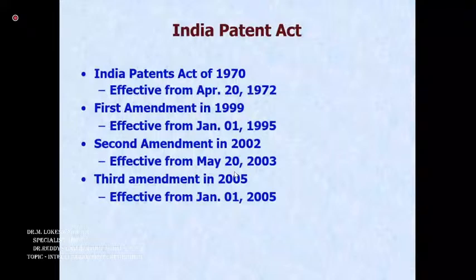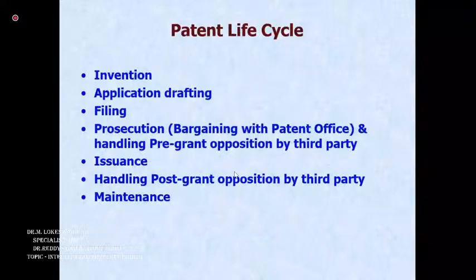So what is the patent life cycle? How can we file the patent, how will we get the patent, and so on. This is again a small process that involves how to file and how to get it. First we should have an invention, and then the invention should be drafted in a proper way to file a patent application. Then we can file a patent. After filing, it is not the case that the patent is granted directly. There is some procedure involved.